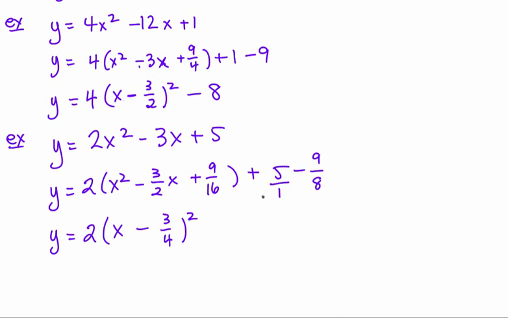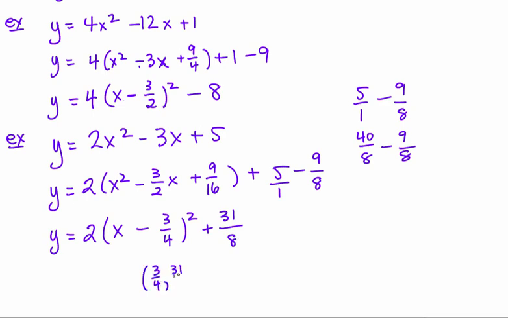So I need to remember how to add and subtract fractions. 5 over 1, take away 9 over 8, requires a common denominator of 8s. This is already an 8s. This has to multiply by 8. And so 40 take away 9 is 31 over 8. And so I have a vertex at 3/4 and 31 over 8, which isn't a nice location of a vertex, but that's the actual location of the vertex. And I know the shape of the graph. It goes up, and it goes up quite quickly with that a value of 2.